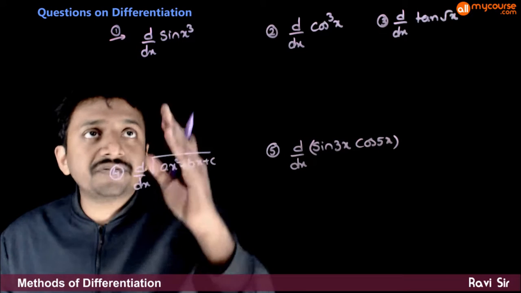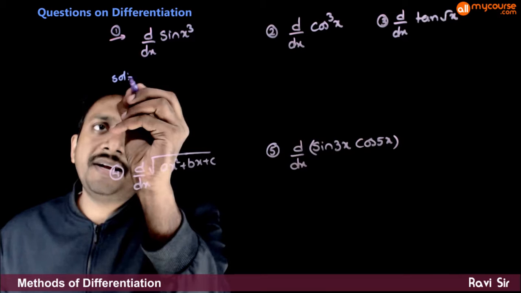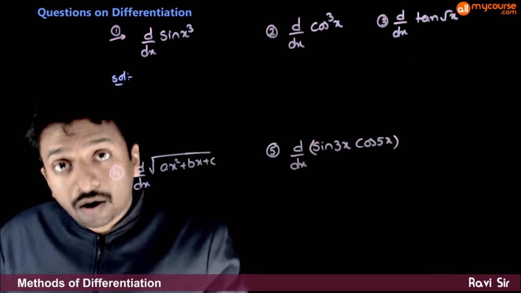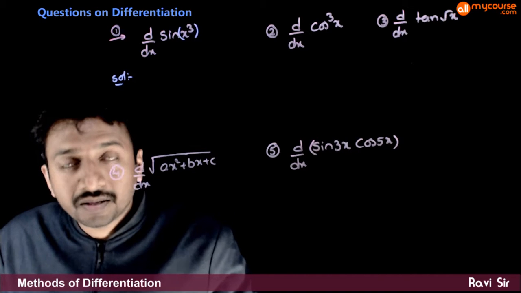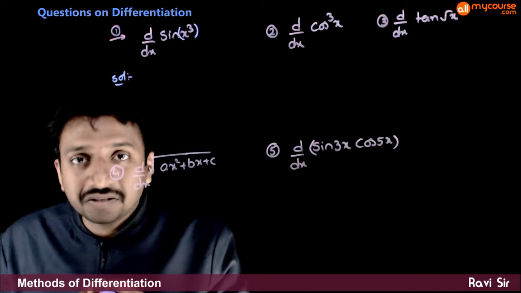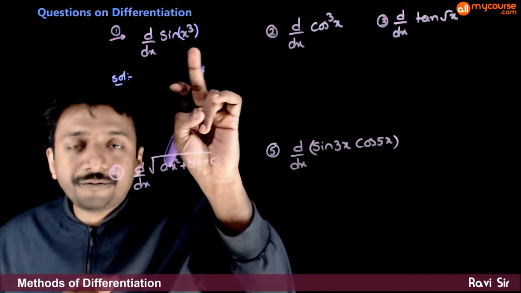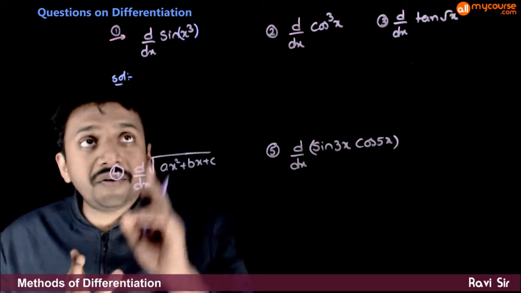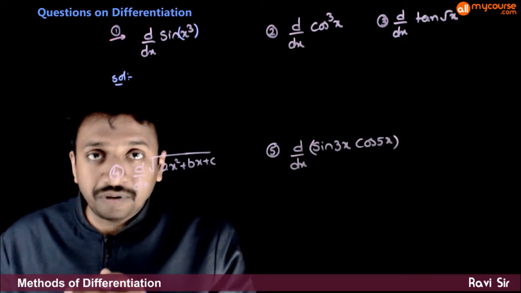Let us look at these 5 questions. So you're asked to find d by dx of sine of x cube. Obviously you can see that sine of x cube is a composite function, that is f of g of x. So whenever you have a composite function, we use the chain rule, or "stuff rule".